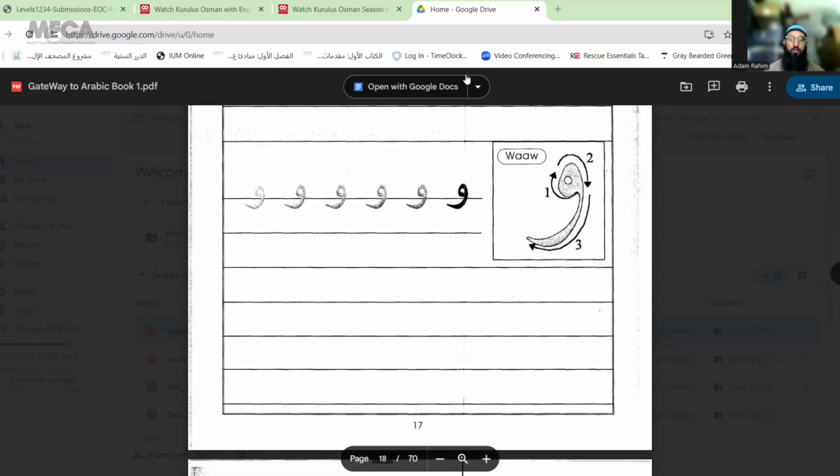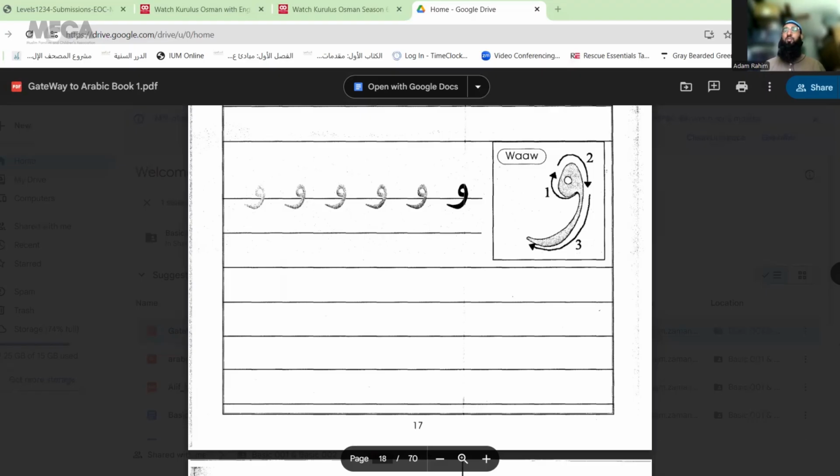The next letter that we're going to take is this. So today, like I said, we're going to take a bit more than typical. We usually take 3 or 4. Today, we're going to take 5 letters. So this letter, its name is Waw. It has 3 steps to it. And sometimes students tend to mix this up with the letter Fa.